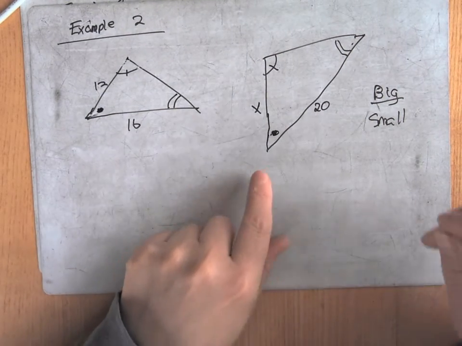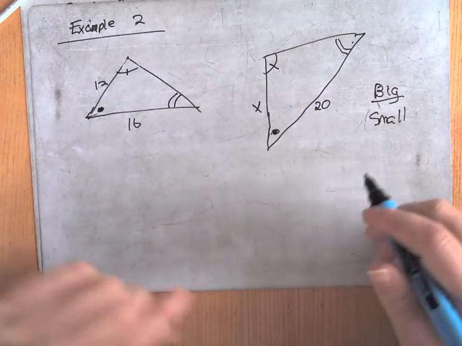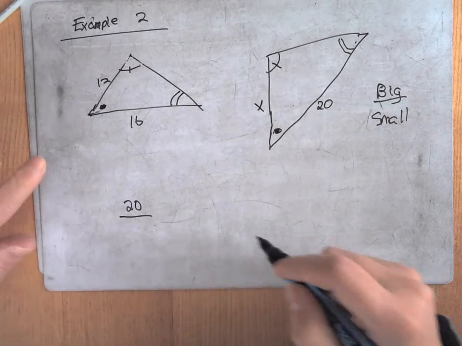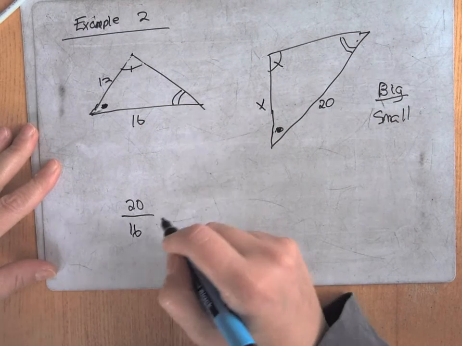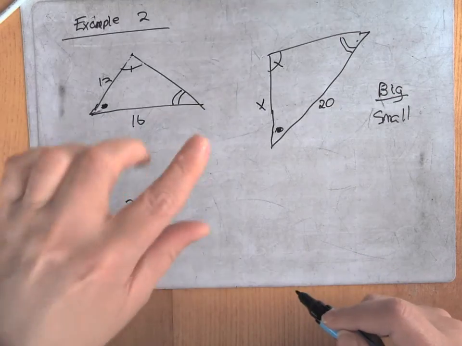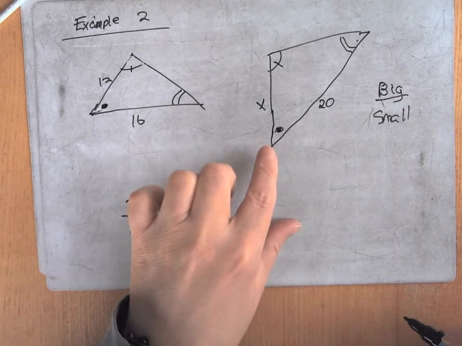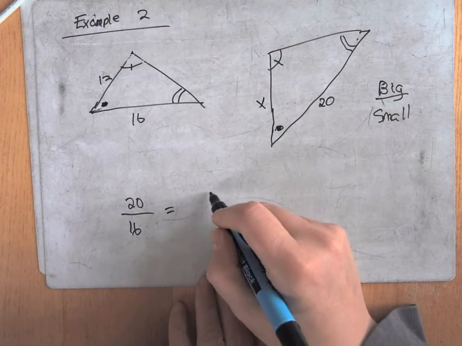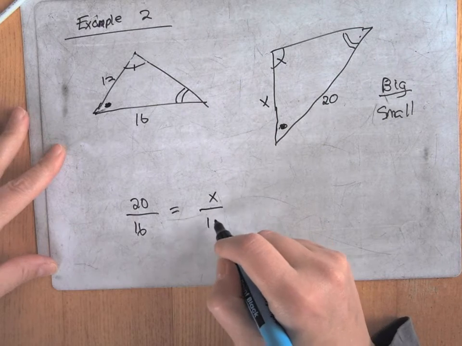So I pick a side on the big triangle. Between the dot and the two circles, that's 20. So I'm going to put it over the side between the dot and the two circles over here, which is 16. I'm going to let it equal to, now I must make sure I'm putting the big on top. So between the circle with the line and the dot is x, and between the circle with the line and the dot is 12. So then I have my fraction set up.